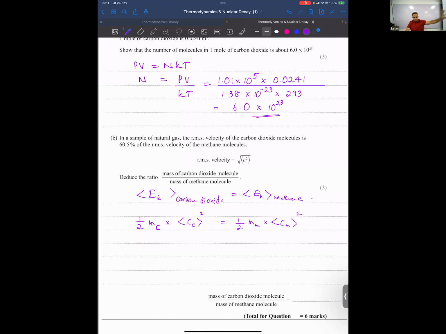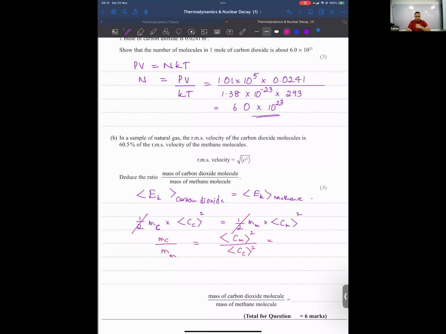Mean kinetic energy of carbon dioxide molecules is equal to mean kinetic energy of methane molecules because they are at the same temperature. So I equate the kinetic energy. Then the halves on either side should cancel off. What are we told to find? Mass of carbon dioxide molecule over mass of methane molecule. Mass of carbon dioxide over mass of methane will be c_m squared over c_c squared.